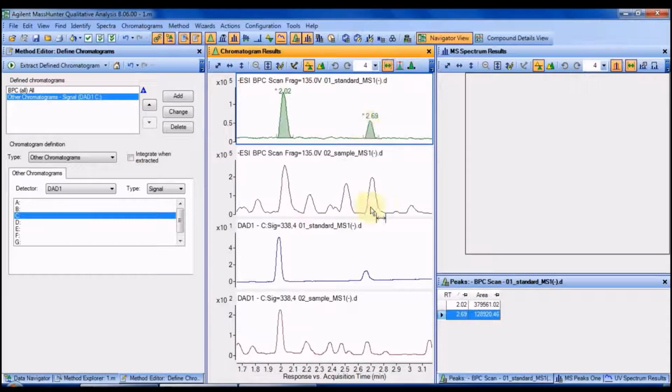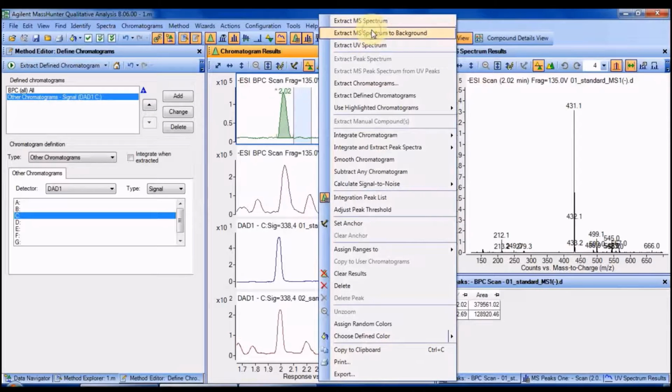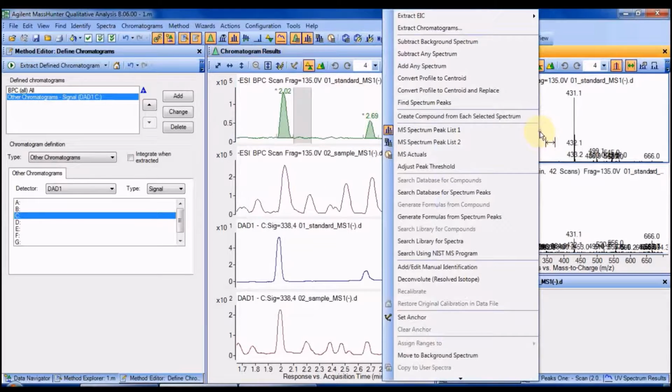In the next step, we will need to select precursor ions for the MS2 experiment. We extract the first order mass spectra of both analytes. Of course, we subtract the background.